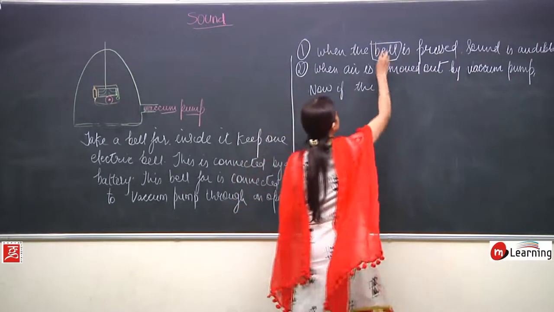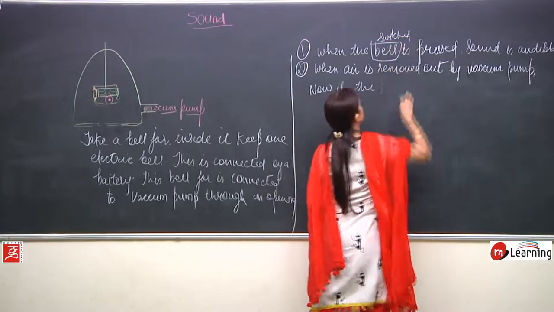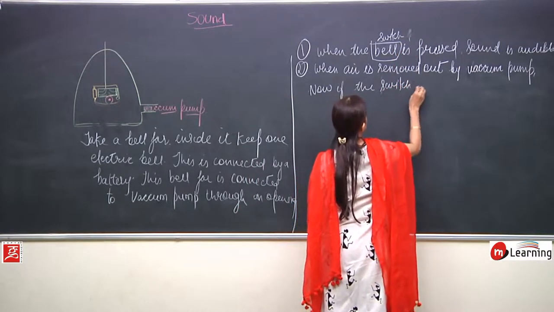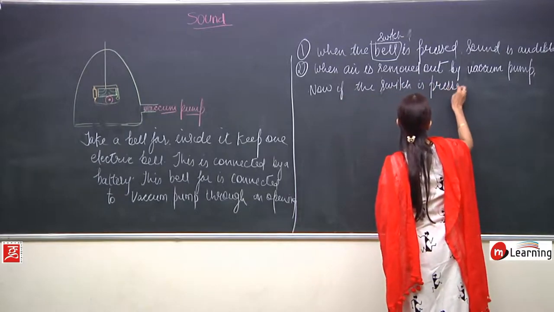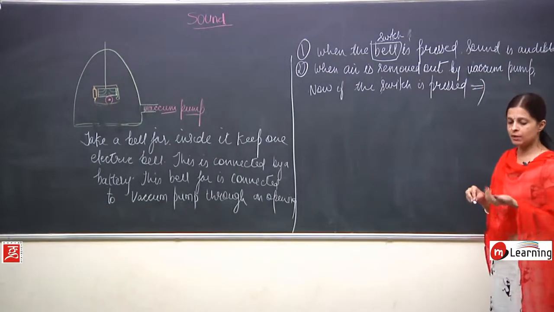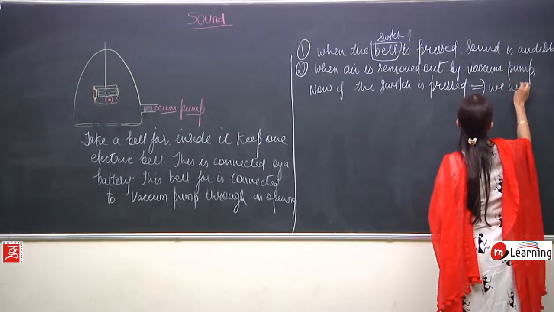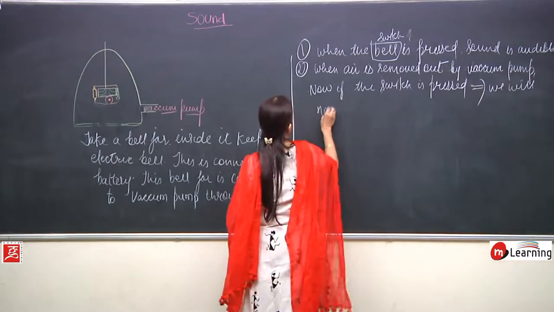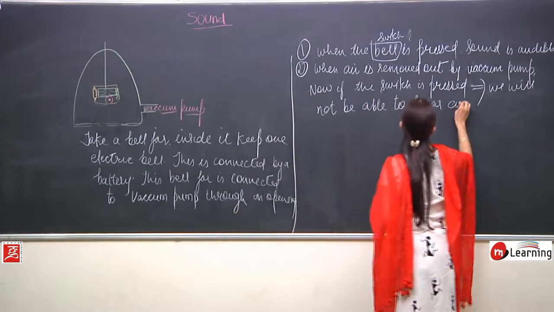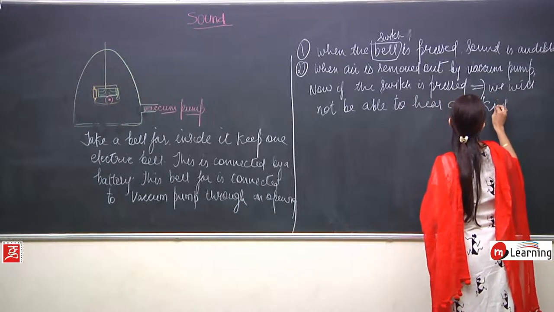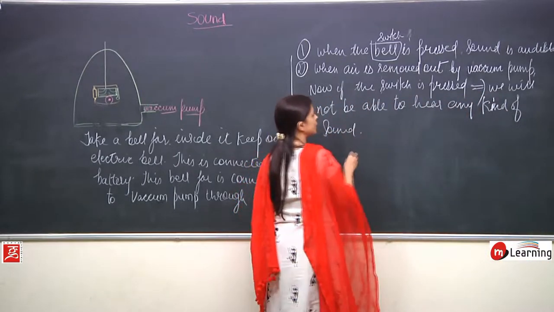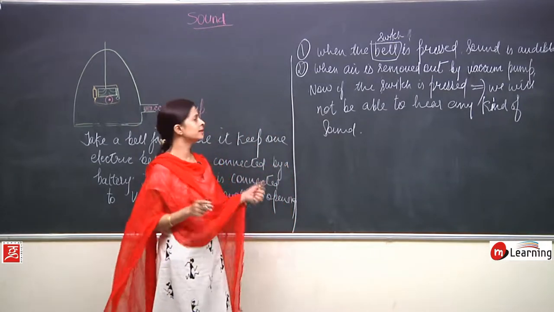When the bell is pressed, means the switch is pressed. So here also, when the switch is pressed, what will happen? Now here we won't be able to hear any kind of sound. But then what is visible? Still we will see that the gong is hitting the disc.